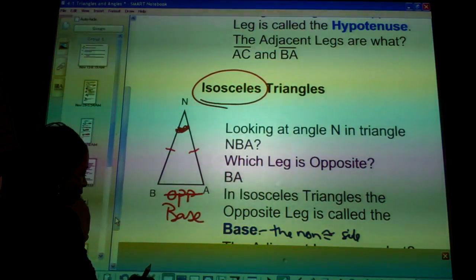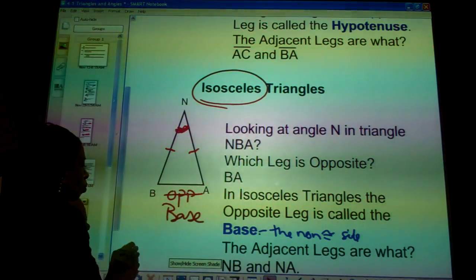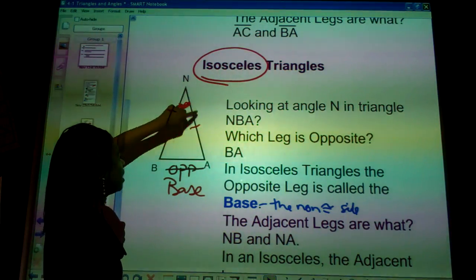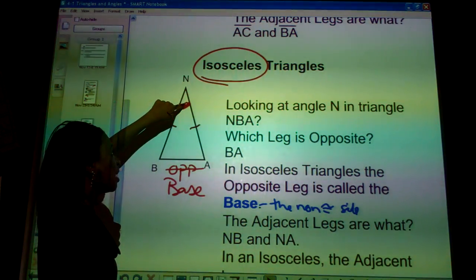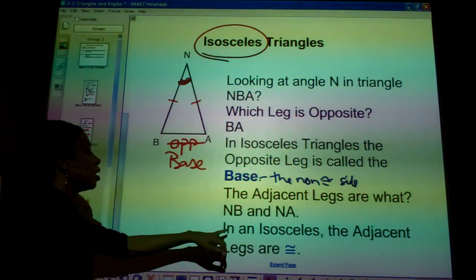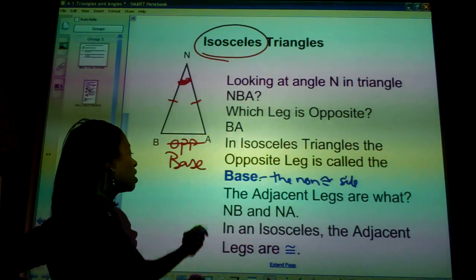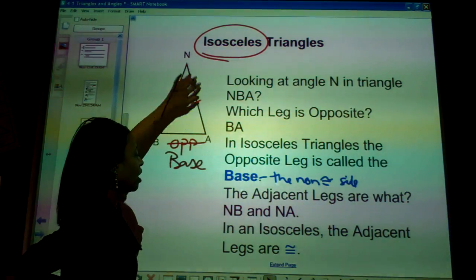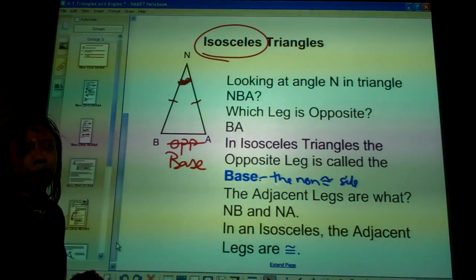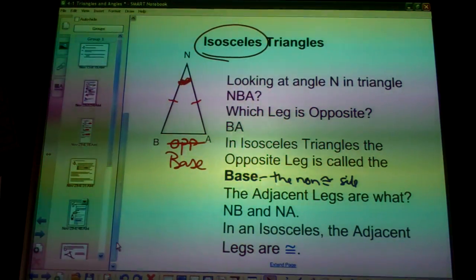Right? What are the adjacent legs? Okay? NB and NA are the adjacent legs to angle N. Okay? And again, as I stated, on an isosceles, the two adjacent legs are going to be congruent. All right? And this concludes your lesson.